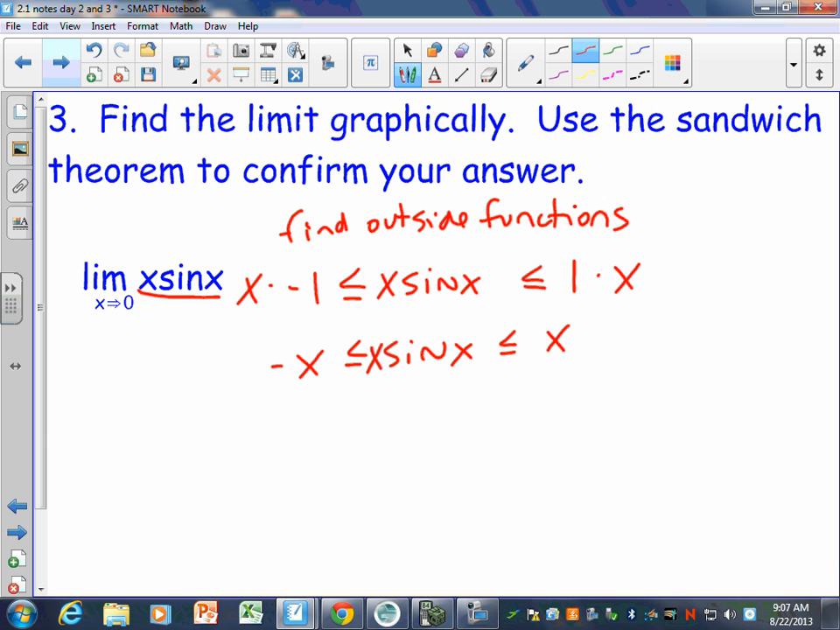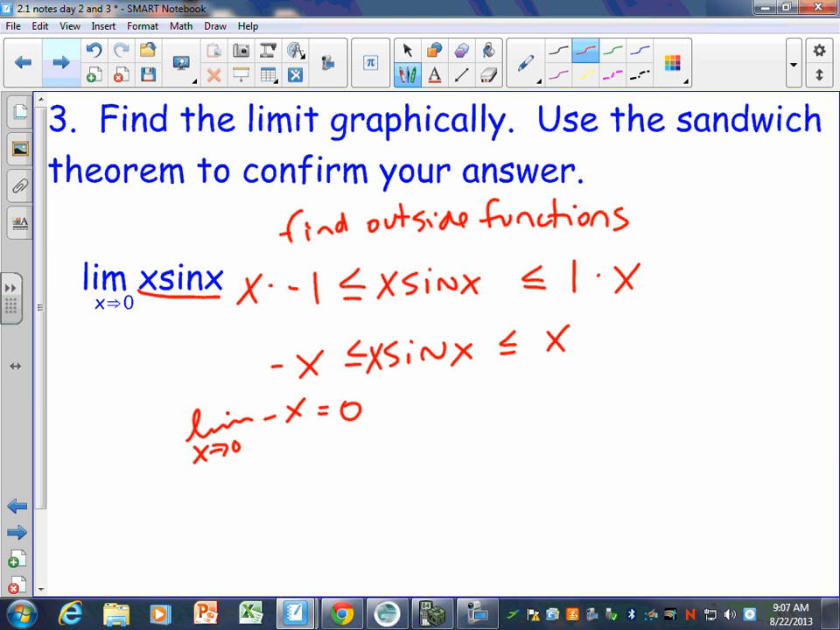So what we've done is we've sandwiched this function in between two easier functions on the outside. Now what you want to do is take the limit of the two outer functions. I'm going to take the limit as x approaches 0 of negative x. Do you agree that that's a pretty easy function to take the limit of? What would the limit as x approaches 0 of negative x be? Just plug 0 in, and we would get 0.